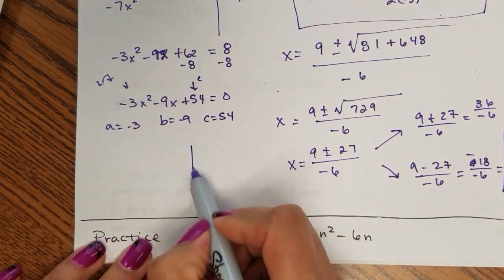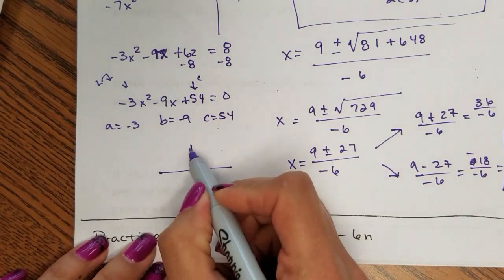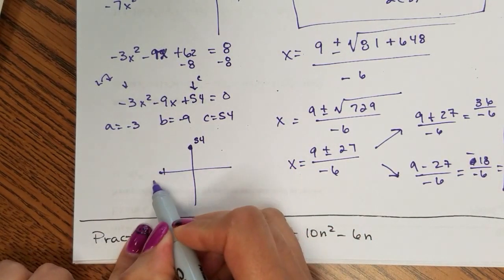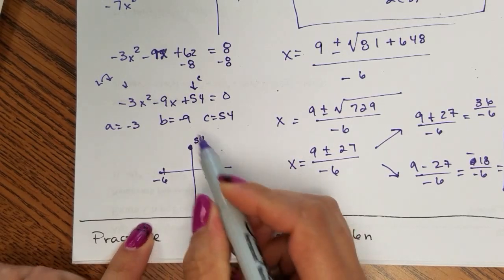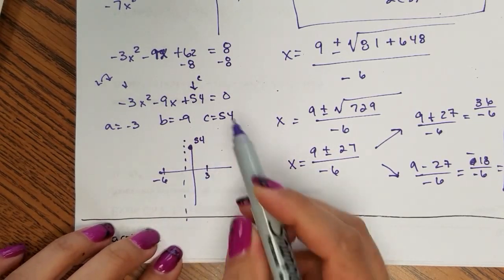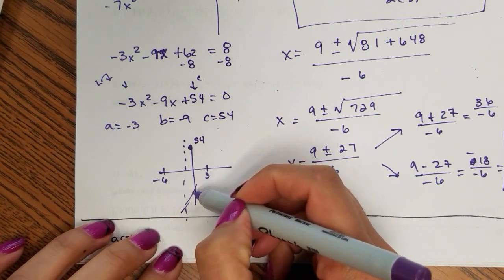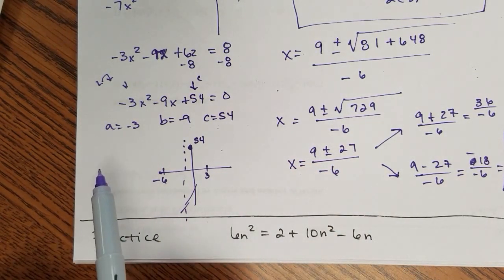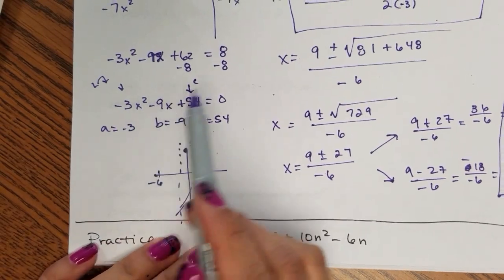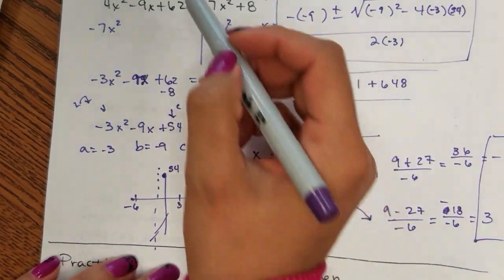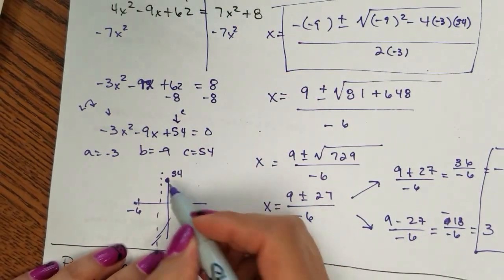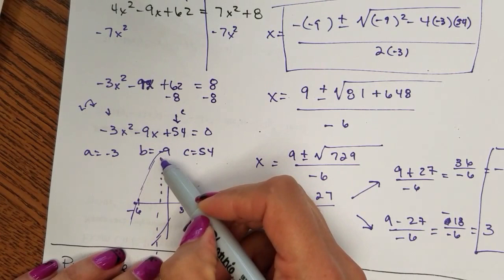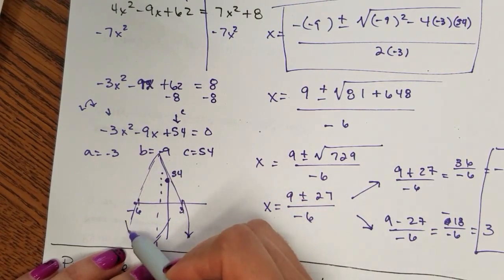So if you wanted to sketch this, this would be positive 54 over here as our y-intercept. We have zeros at negative 6 and positive 3. So we have something like this. Nope, that doesn't look right. What happened here? Oh, it opens down. Okay. This opens down, so our parabola actually looks something like that.